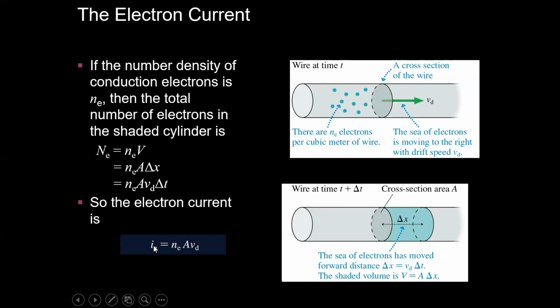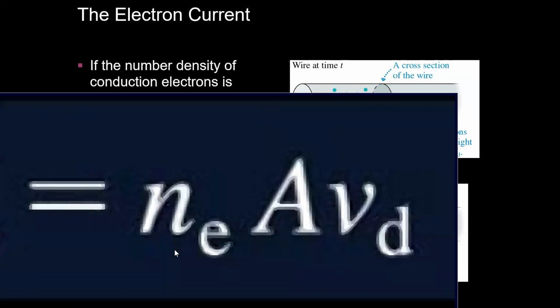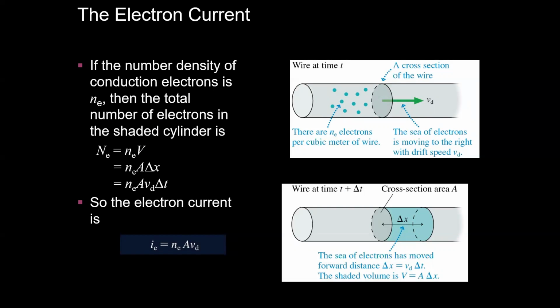The lowercase n is called the free electron density. It's the number of electrons per unit of volume that are available in that certain material. Right, cross-sectional area A is obviously how big it is, and drift velocity is how fast they're moving on average.